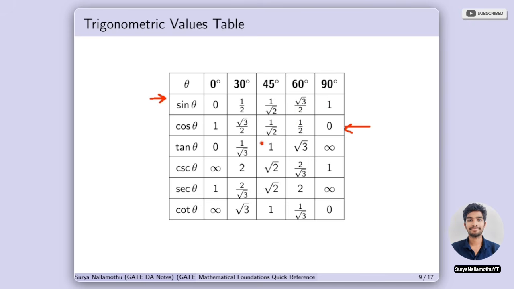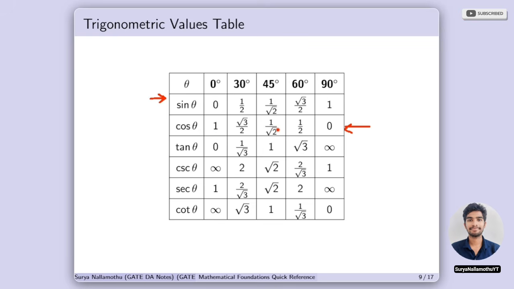Okay, and next one is tan theta. For the tan theta, we know that it is sin theta by cos theta. So 0 by 1 is 0. So 1 by 2 by root 3 by 2 then becomes 1 by root 3. So 1 by root 2 by 1 by root 2 then becomes 1. Root 3 by 2 by 1 by 2 then it becomes root 3.